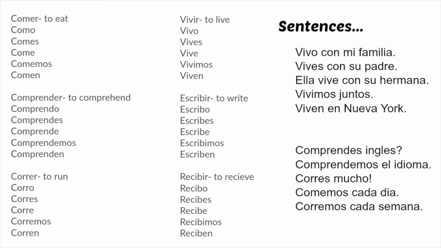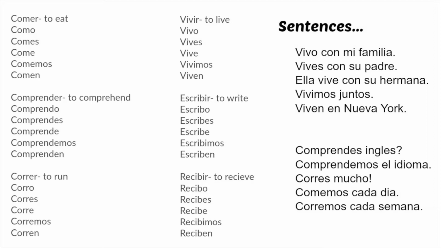So you see this pattern here? The ER and IR verbs have the same ending for present tense. So you have to get familiarized with how these endings work. Practice these in sentences. Let's take a look at these sentence examples on the right here. Vivo con mi familia. I live with my family. Vives con su padre. You live with your father. Ella vive con su hermana. She lives with her sister. Vivimos juntos. We live together. Viven en Nueva York. They live in New York.